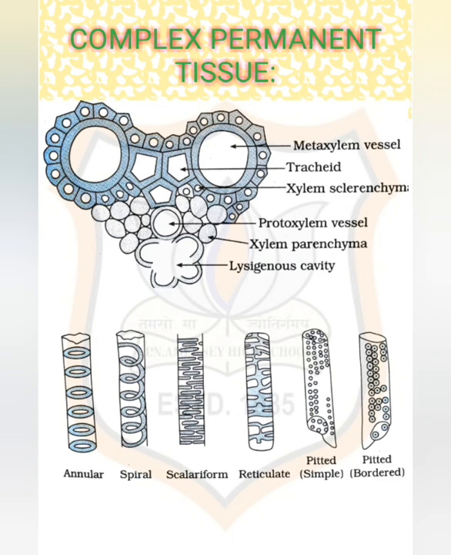Xylem cells have thick walls and most of them are dead cells. It has following components: tracheids, it is tubular structure, then vessels, again tubular structures we are observing in the diagram, and xylem parenchyma stores food and helps in sideways conduction of water.